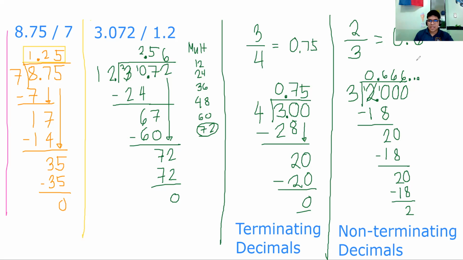Okay? Sometimes it's 17. 17 will be the one that's repeating. Okay, so in that case, we are going to write 0.17, then bar line on top. 17, 17, 17, 17. Okay, so that is non-terminating decimals. The remainder will never be 0. It will never end.